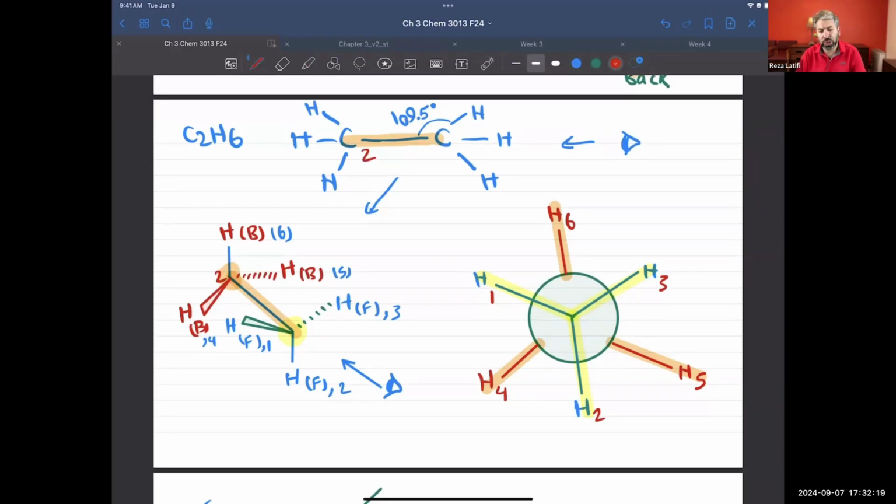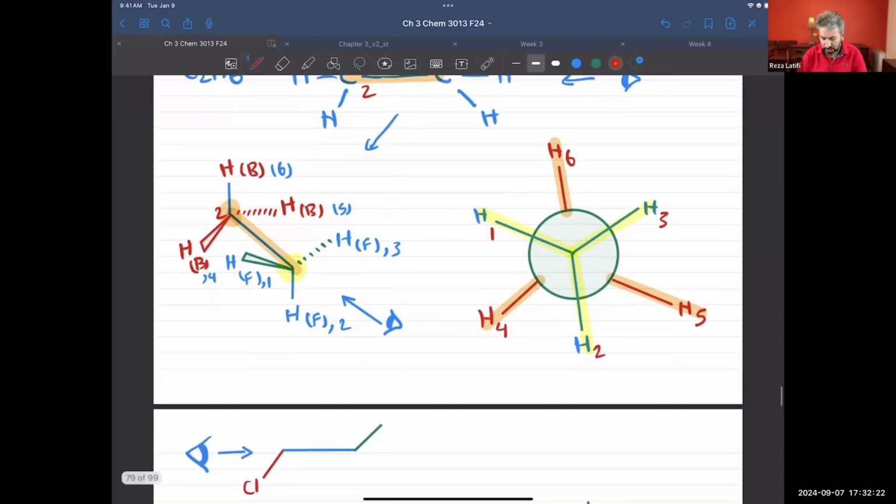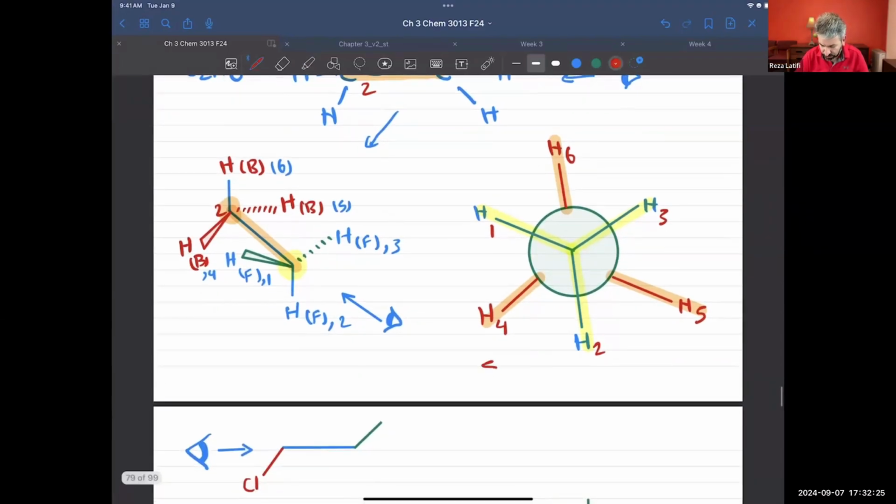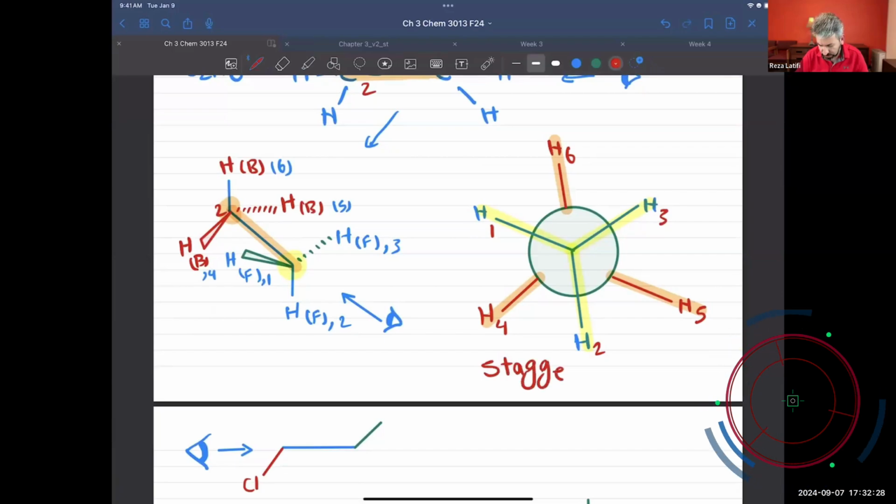This presentation, we call it numerical presentation, and the structure that we got has a name, and the name for it is staggered. This is the most stable structure for ethane.